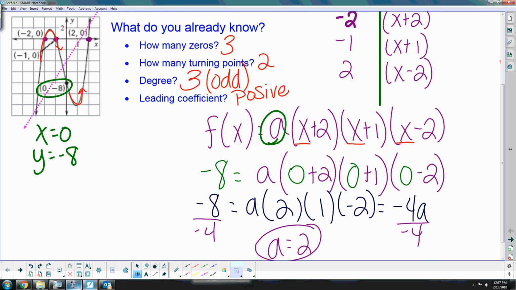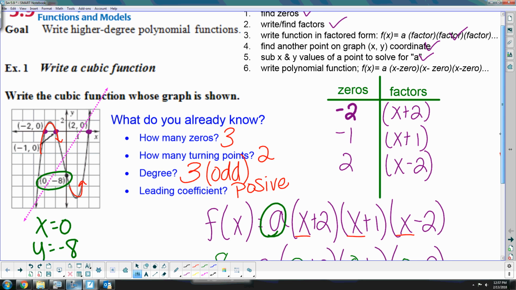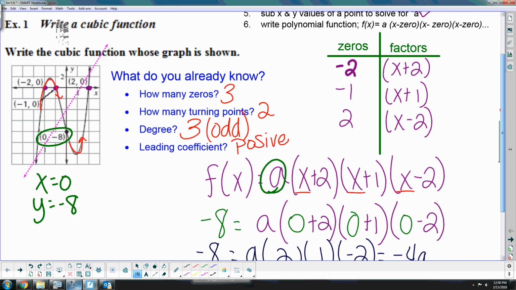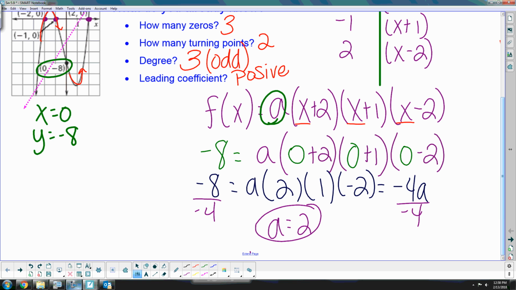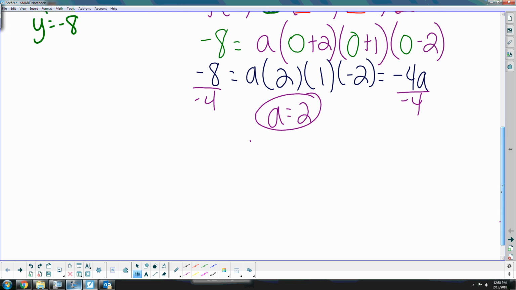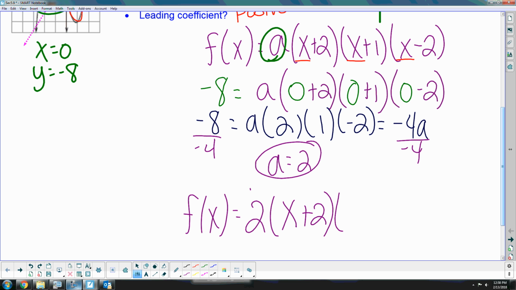All right, so now, find another point, yeah, we did that. Substitute x and y values of the point to solve for a. We did that, a is 2, and now we can write the polynomial function. f of x equals a times our factors. So f of x equals 2 times our factors of x plus 2, x plus 1, and x minus 2.